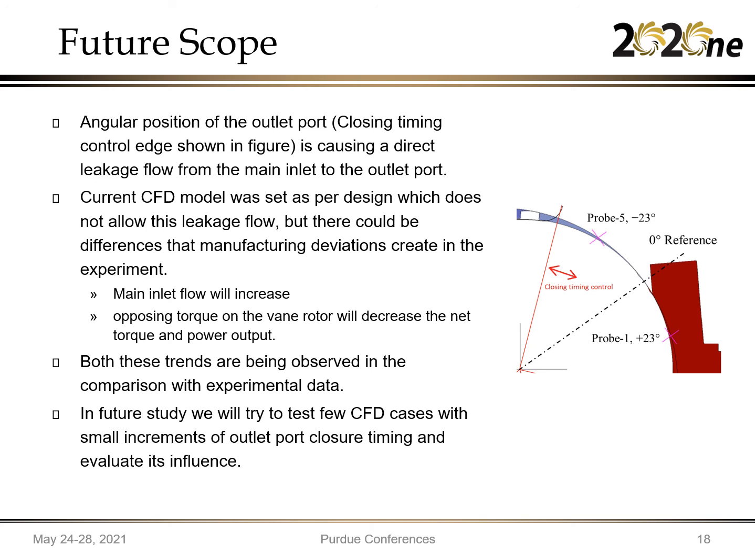One of the aspects we suspect is that the timing of the closing of the outlet port is not exactly as it was in the experimental data. So if this timing is played with, for example, if the outlet port is closed at some later angles, there are chances of direct leakage between the inlet port and the outlet port, which will result in two physical effects. First, the main inlet flow will increase, and this will also result in an opposing torque, which will reduce the net torque and power output from the expander. And both these trends are being observed when we compare the experimental data with the CFD data.